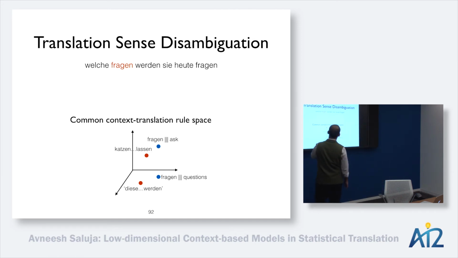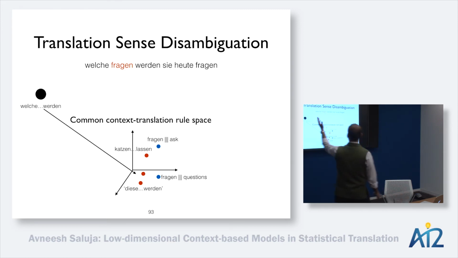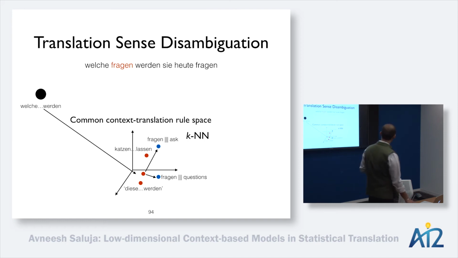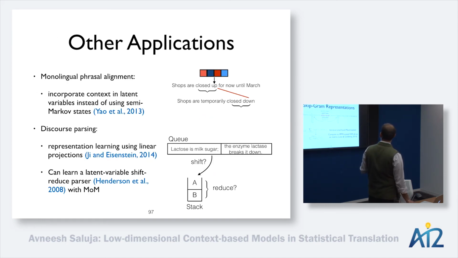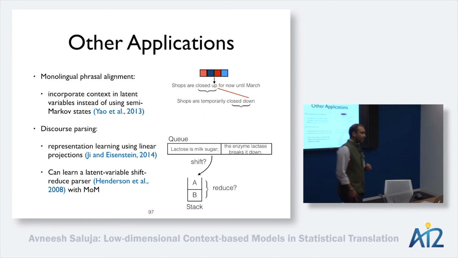So we can actually embed both translations and their contexts in the same latent space using something known as canonical correlations analysis. And so when we get a new context, for example, "welche Fragen werden Sie heute fragen", we can automatically take that context and embed it in the same space and then do a k-nearest neighbor search and figure out which are the translations that are closest to this context. So that's something that I'm actually working on right now.